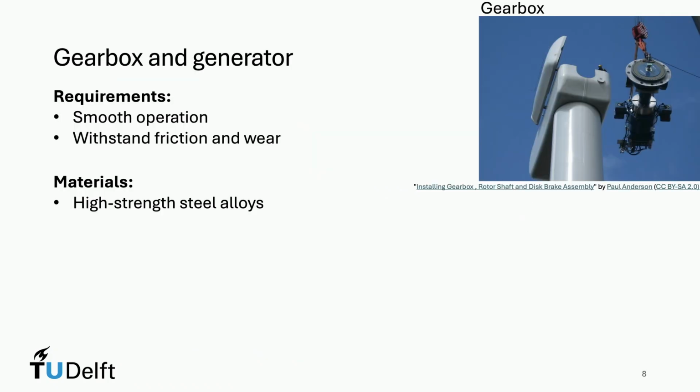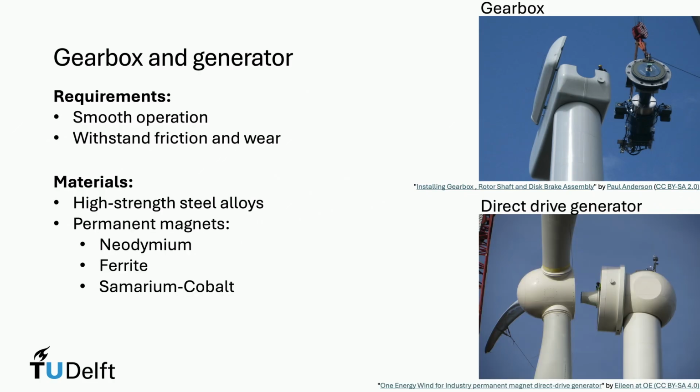The gearbox and generator, both of which are housed within the nacelle, require specialized materials to ensure smooth operation. Gearboxes, for example, are often made from high-strength steel alloys that are designed to withstand friction and wear. The use of durable materials is essential to prevent failures and extend the operational life of the turbine. To circumvent these typical failures, direct drive generators are also used, for which very powerful permanent magnets are needed. These typically contain rare earth metals.